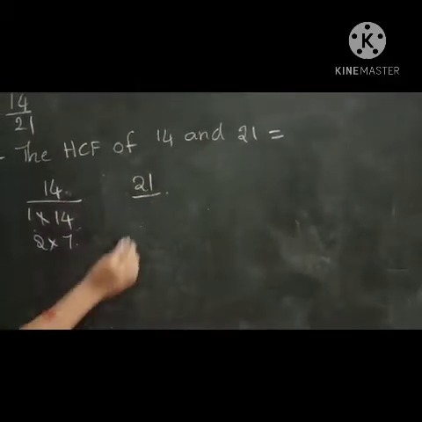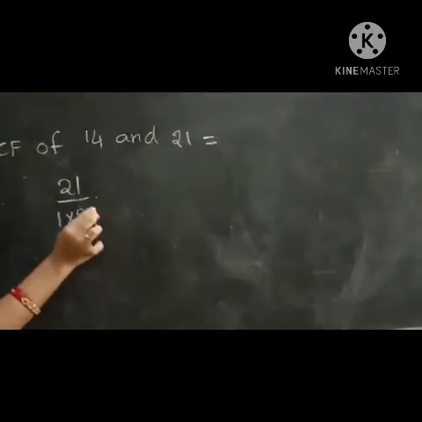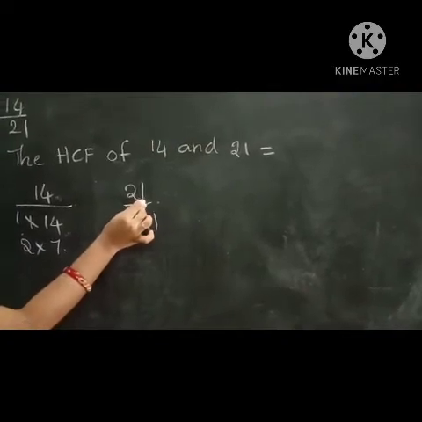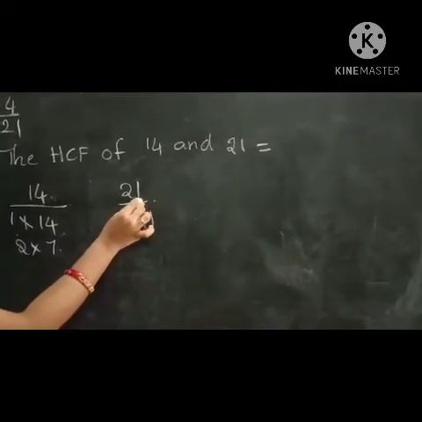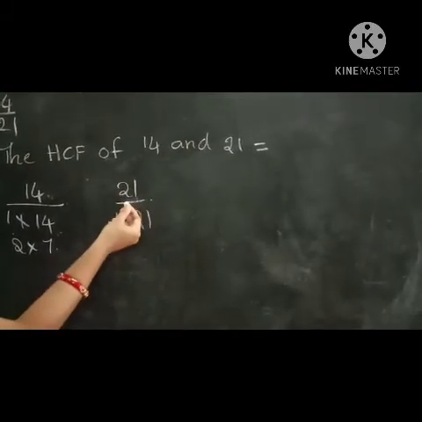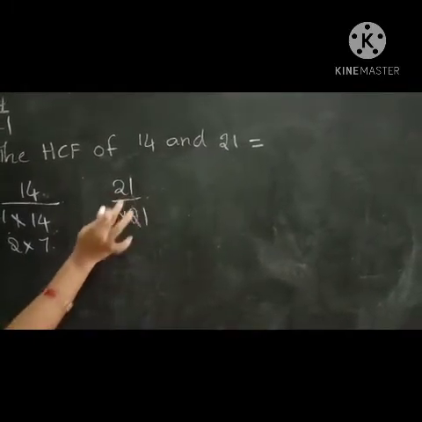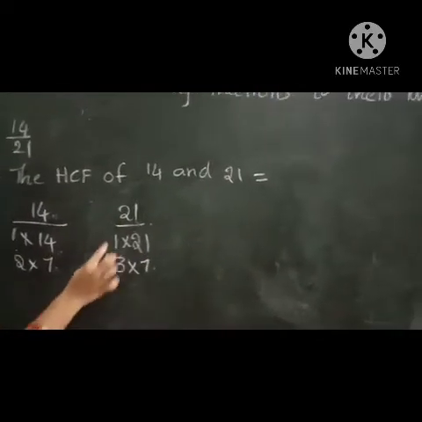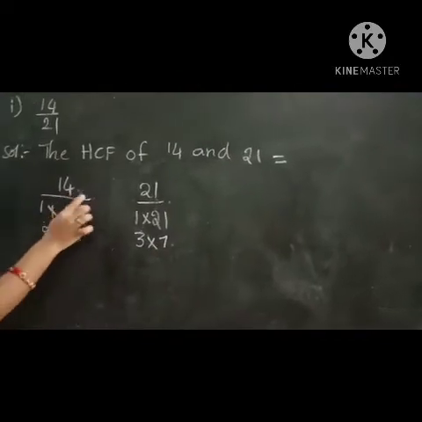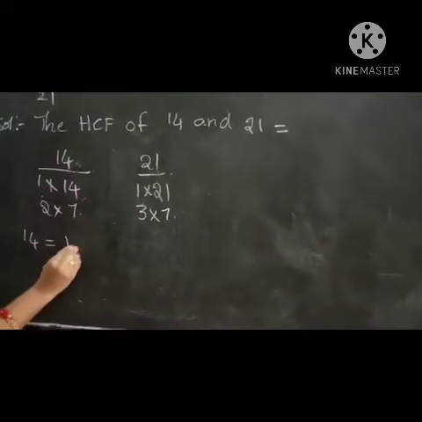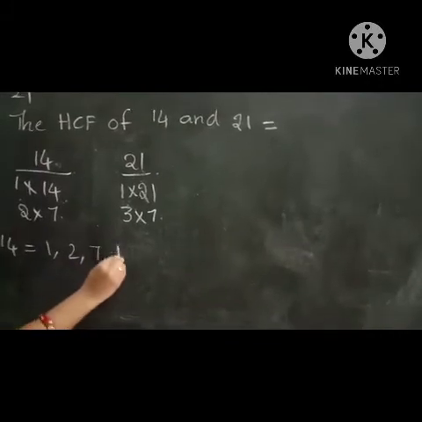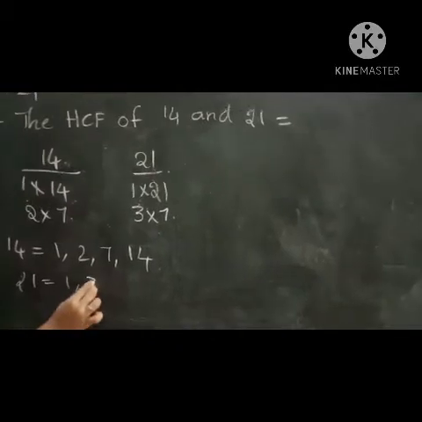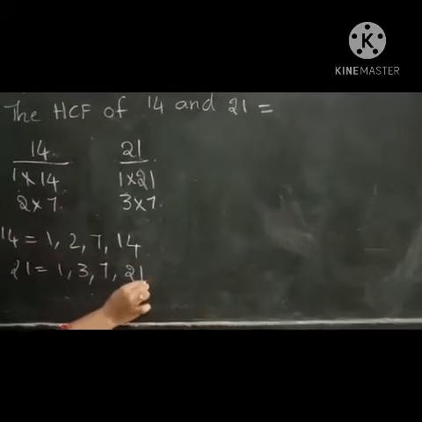And again 21. Tell the factors of 21. 1 into 21. In 2 table, is 21 there or not? Not there. Why? Because in the ones place 1 is there, no? 1 is not an even number. So 21 is not divisible by the 2 table. Again, 21 is there in which table children? In 3 table. 3 7s. These are the only factors of 21. See here, 14 equals 1, 2, 7 and 14. Next, 21 equals 1, 3, 7, 21.